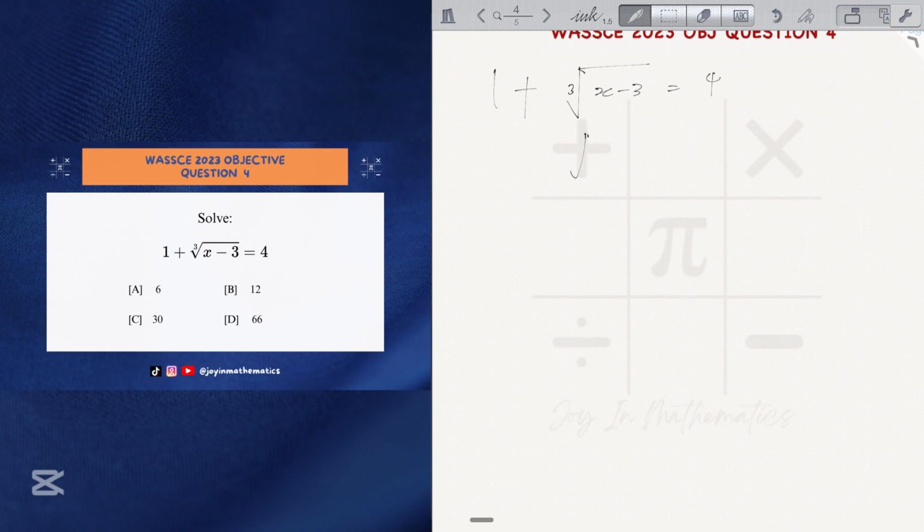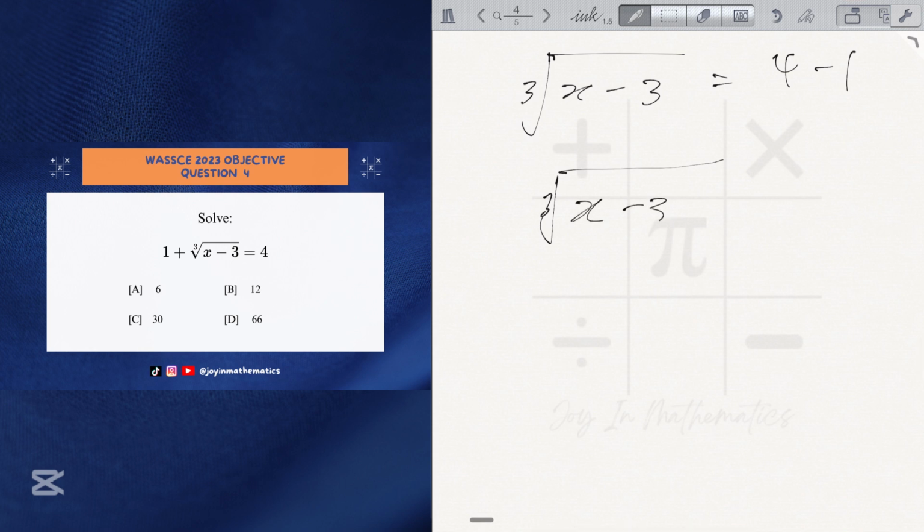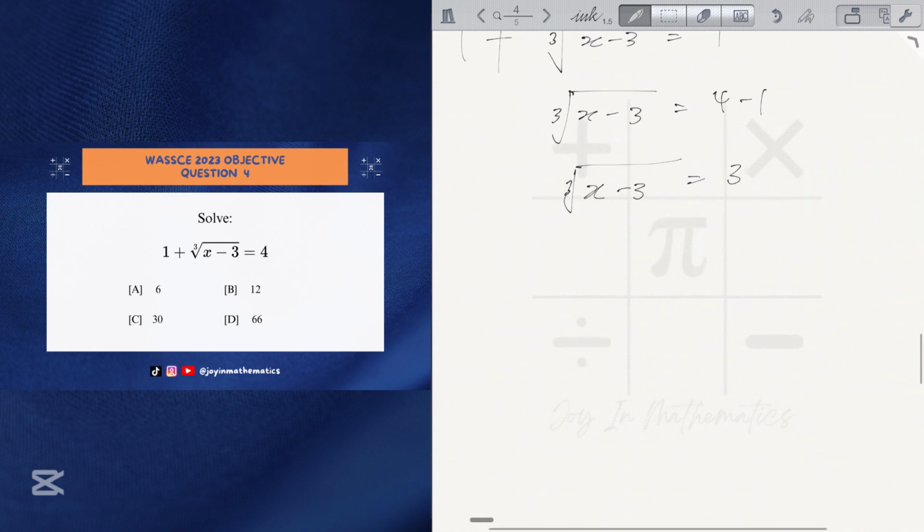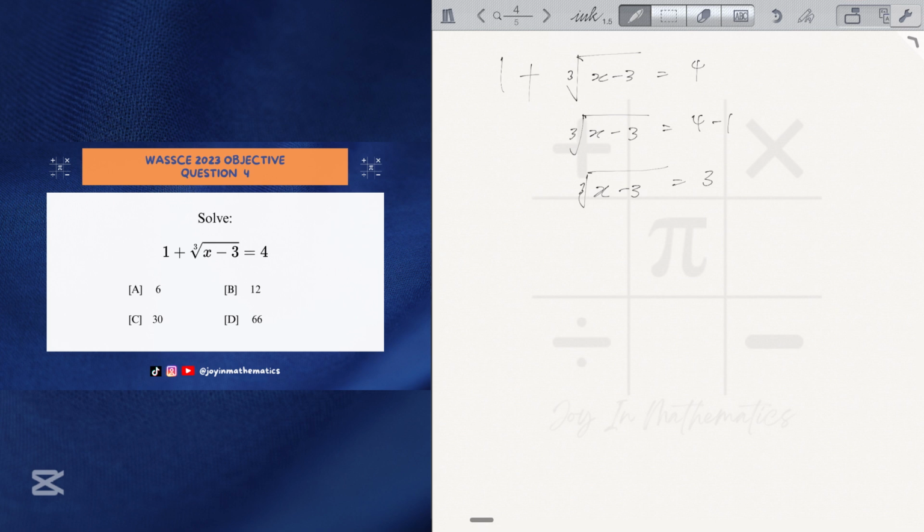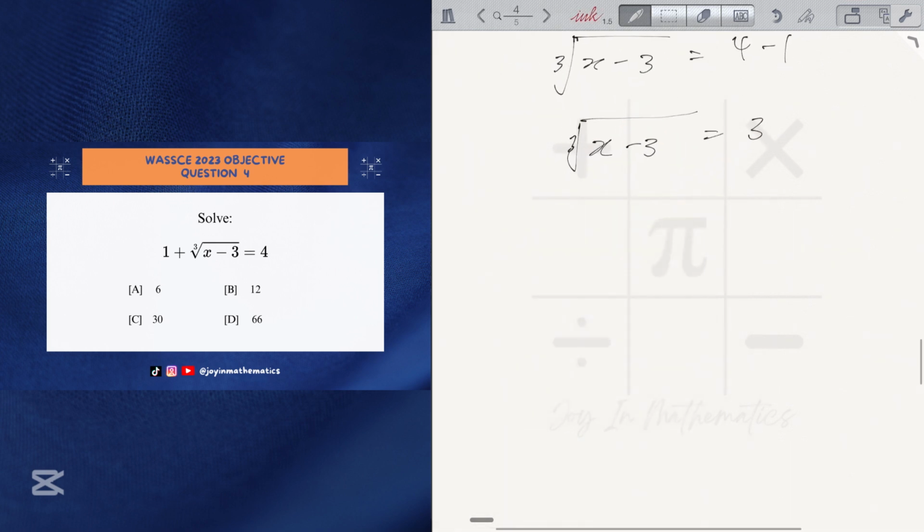So we'll have the cube root of x minus 3 to be equal to 4 minus 1, which is 3. Now we want to take away this third root. So we also have to take the cube of both sides. When we take the cube of both sides, we'll eliminate the third root.